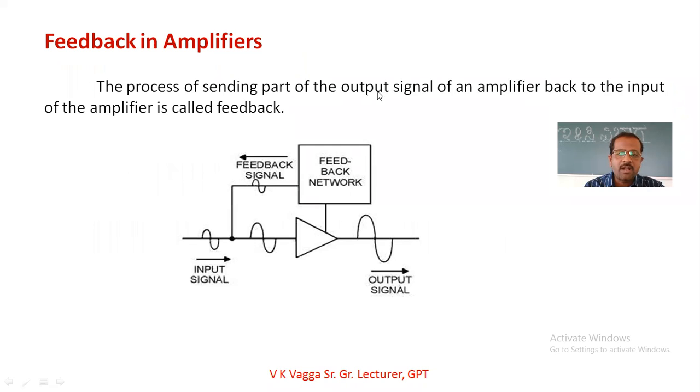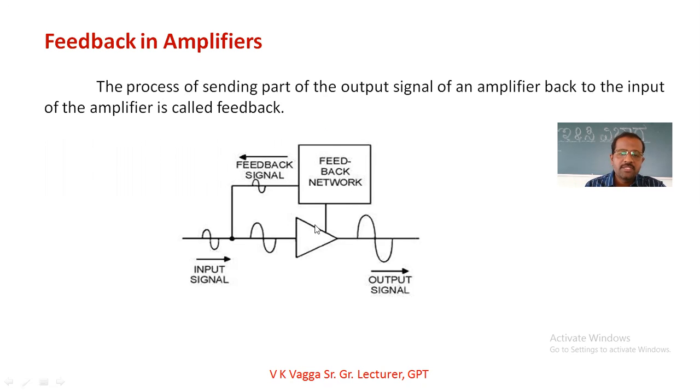So what do we mean by feedback in amplifiers? It is the process of sending part of the output signal of an amplifier back to the input of the amplifier, which is called feedback. Consider an amplifier where the actual input signal is applied from the source and the output is taken at the other end. Whatever output has been obtained, some part of that signal is inputted again to the amplifier.